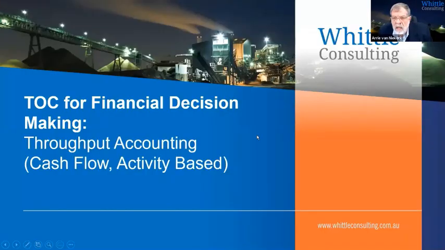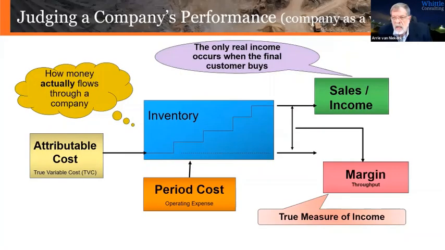And then the second last point is, how do we apply theory of constraints in finances? There's the system. This is the mine. We've got attributable cost. This is diesel, explosives, things that we buy from the outside world to process what we want. Then we've got period cost, or in theory of constraints, we call it operating expense. Mostly period costs. And we do not allocate cost to the product.